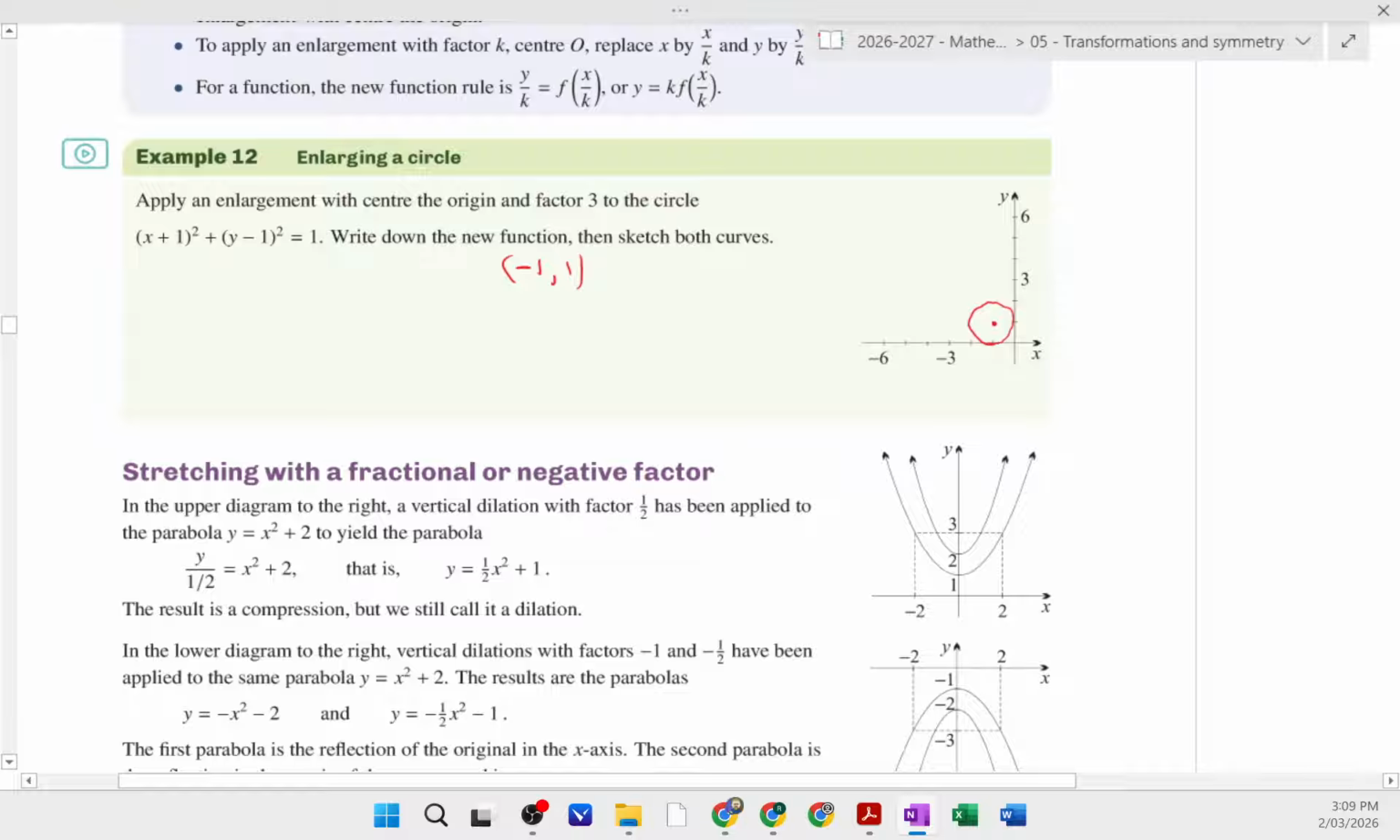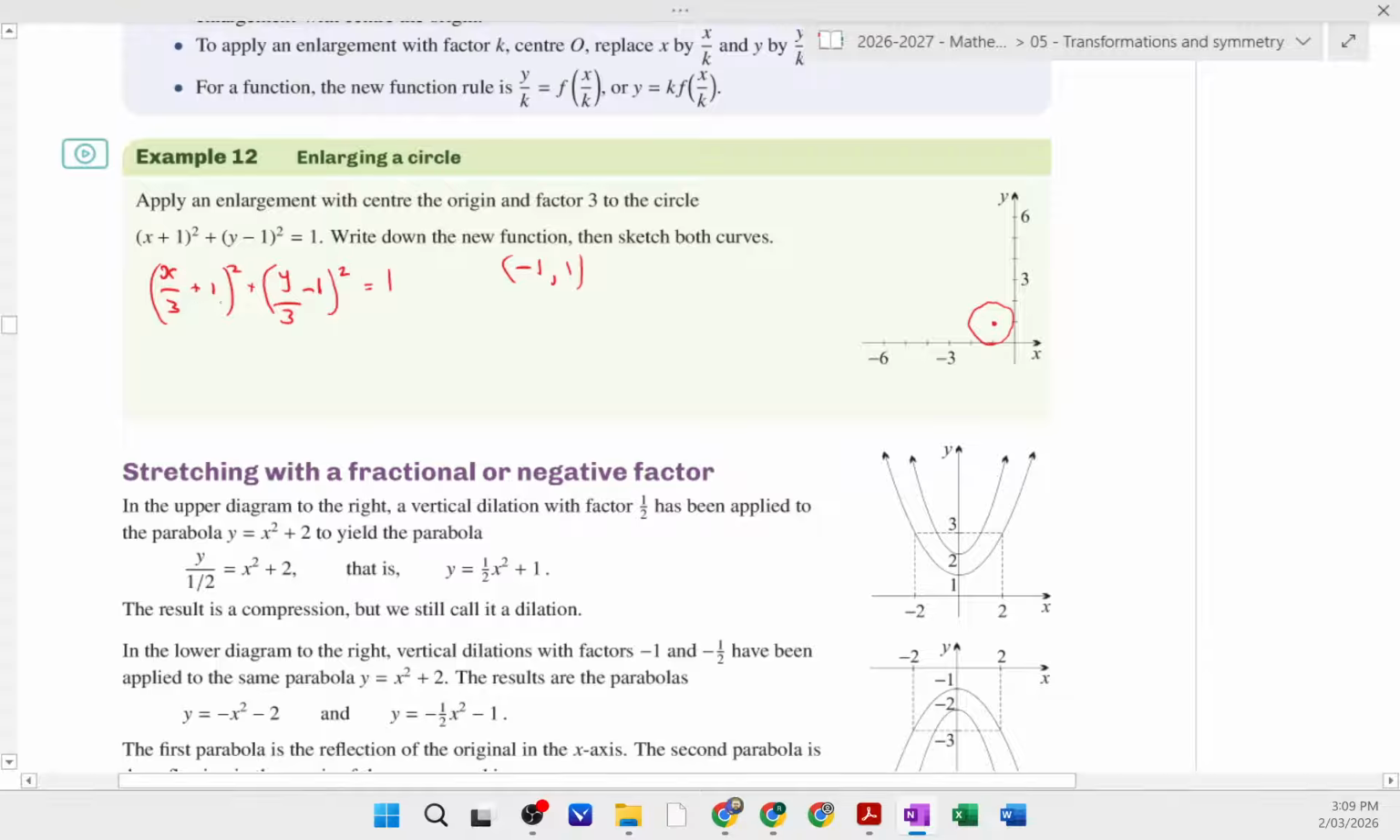Now this one, we need to scale it by a factor of 3. So let's have a look at this. If we want to do that, we end up with (x/3 + 1)² + (y/3 + 1)². Oh, sorry, one of them's a minus. This one's a minus. (y/3 − 1)² = 1. And that's great, but it's not really that useful to us. It gets a bit messy. So what can we do?